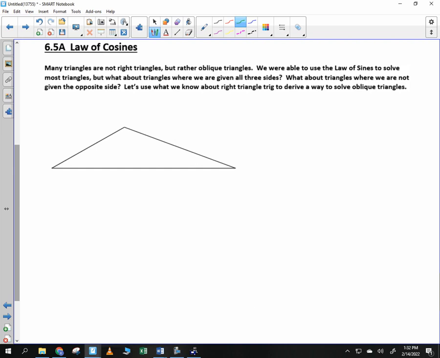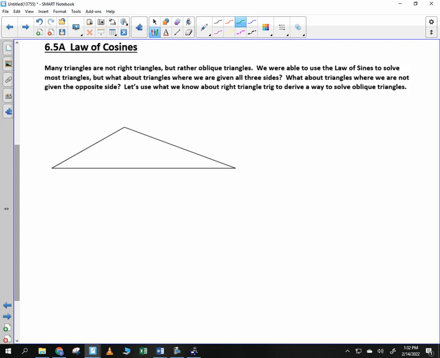All right, so many triangles are not right triangles. Would you agree that most triangles are probably not right triangles? So therefore, you can't use SOHCAHTOA and you can't use the Pythagorean theorem. And we learned what happens when you have an angle and its opposite side. We use the law of sines.